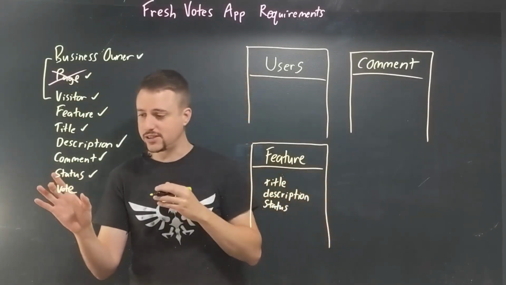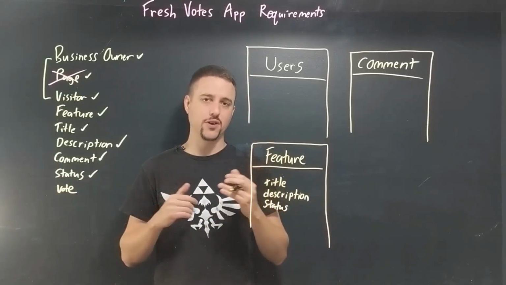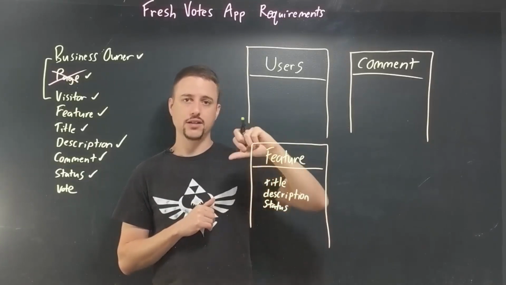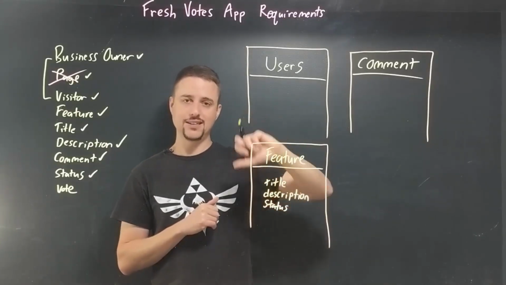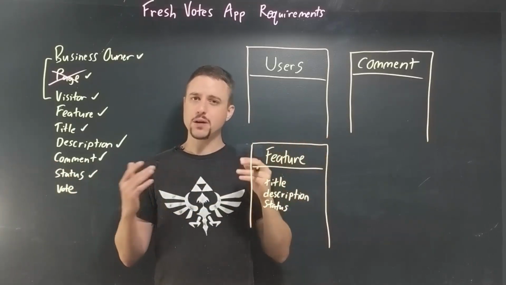Okay, so let's consider the word vote for a minute. Should vote be its own table? Well, what is a vote? A vote is either a yes or a no. One thing, yes, no. Is it an upvote? Is it a downvote? I vote for this. I don't vote for this, right? And that's pretty much it.